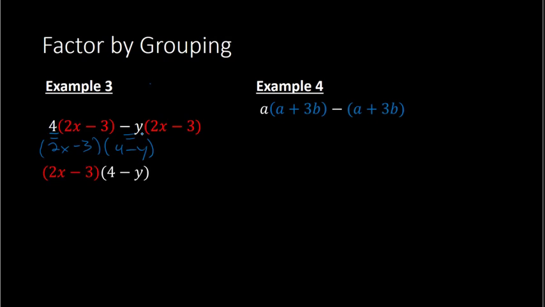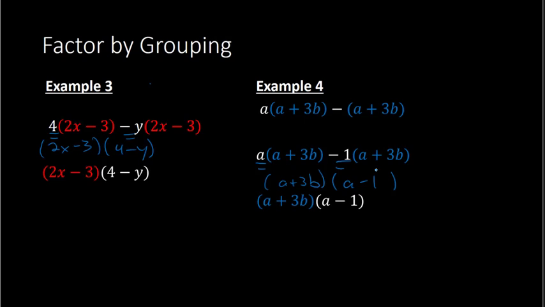Another example, a times a plus 3b minus a plus 3b. This one looks a little different because there's not something in front of this other a plus 3b, but there is an assumed 1 because there is one of these a plus 3b's. So we can assume there to be a 1 in front. So they still have an a plus 3b in common. I factor that out, and then in the other parentheses, I put what is left over, which is a minus 1. So this can factor to become a plus 3b times a minus 1.